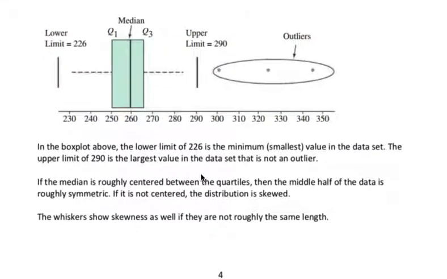One thing that we can tell from a box plot is whether the data is symmetric or skewed. If the median is about in the middle of the box and the whiskers are about the same length, then the data set is symmetric. If the median is close to one side of the box and one of the whiskers is much longer than the other, then the distribution is skewed.